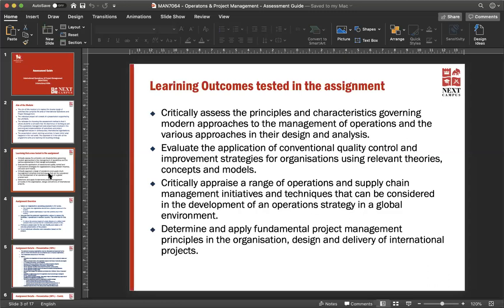The second one is, you have to evaluate the quality control. Quality is something that you cannot actually play around with. Quality is something that organizations have to take seriously, right? So what are the quality management processes that the organization uses?